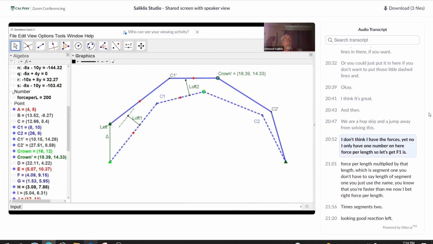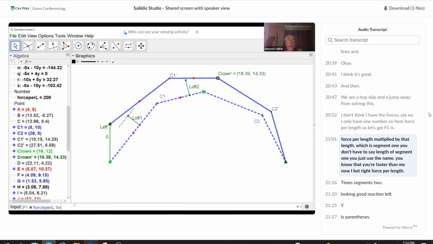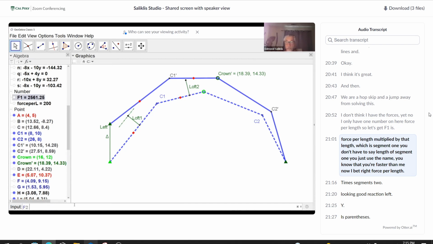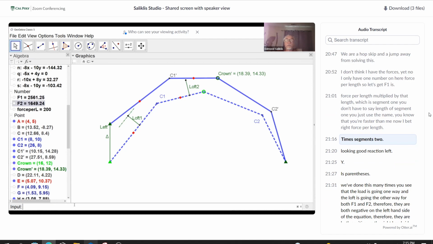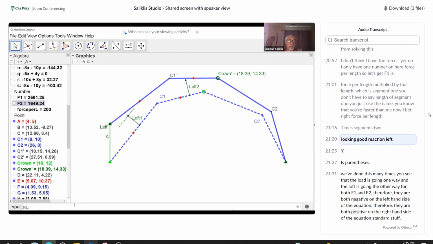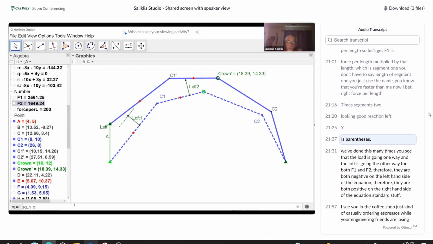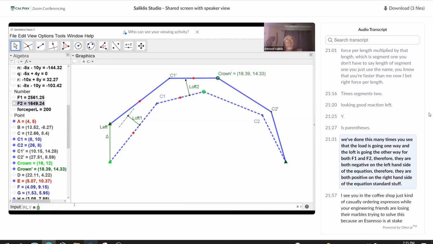I don't think I have the forces yet. No, I only have one number on here, force per length. So let's get F1 is force per length multiplied by that length, which is segment one. You don't have to say length of segment one. You just use the name. You know that. You're faster than me now, I bet, right? Force per length times segment two. Looking good. Reaction left Y is parentheses. We've done this many times. You see that the load is going one way and the loft is going the other way for both F1 and F2. Therefore, they are both negative on the left-hand side of the equation. Therefore, they are both positive on the right-hand side of the equation. Standard stuff.